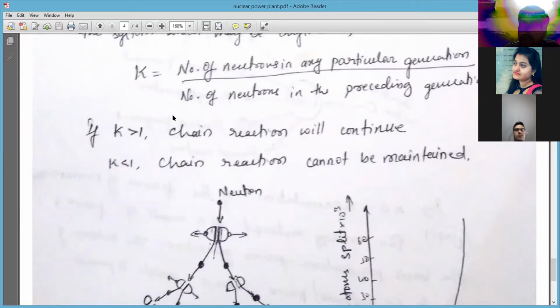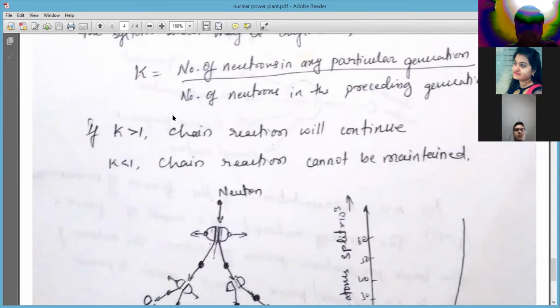That means if you want a fission reaction to take place in the next stage, then neutrons should be available. That's why moderators are used to control the speed of neutrons. If you don't control the speed of neutrons, then the neutrons won't be available, and the number is less than the previous one, so the chain reaction can't be maintained properly.